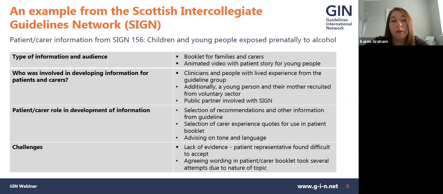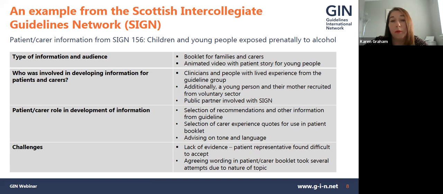So who was involved in developing this information then? Again, just like I said at the beginning, we had clinicians and of course the people with lived experience who had been on the guideline group. They were involved in that process. But in addition to that, we recruited a young person who had fetal alcohol spectrum disorder. We recruited her to work with us to produce the video for young people as well.